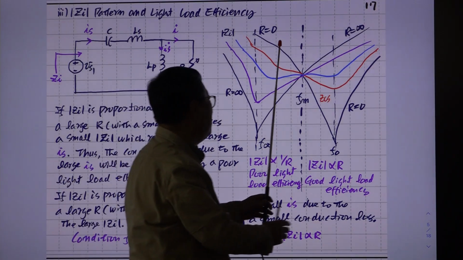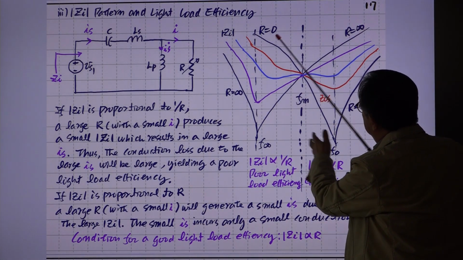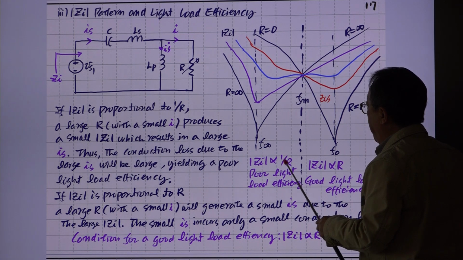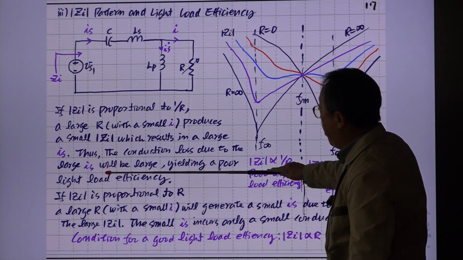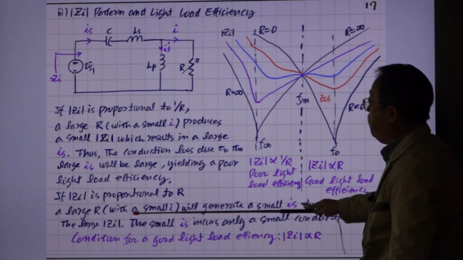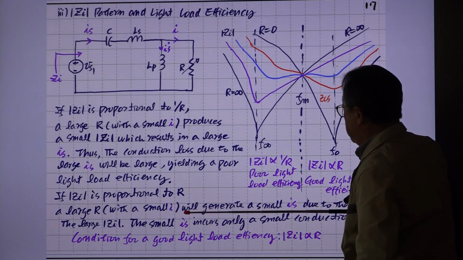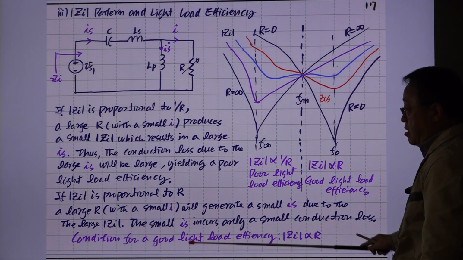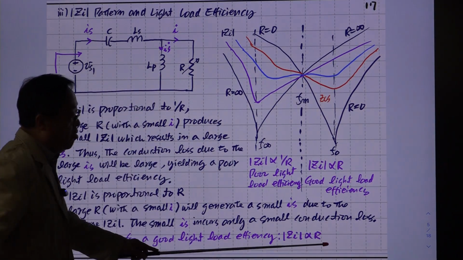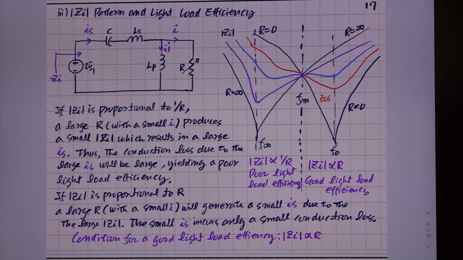Okay. So if you go down in this direction, it will suffer from this poor light load efficiency because of the dependency of GI on 1 divided by R, inversely proportional to R, which is the bad one. Okay. So those conduction losses due to the large IS will be large, yielding a poor light load efficiency. Okay. If the magnitude of GI is proportional to R, like this region, the large R comes with a small I load current, and it is involved with a small IS because of the large GI. All right. So the condition for good light load efficiency is that the magnitude of GI has to be proportional to R, but there are many cases, right? The other way around. All right. So you should understand that. You should understand this.